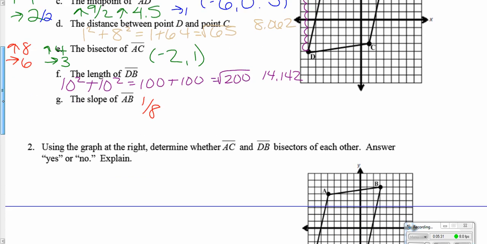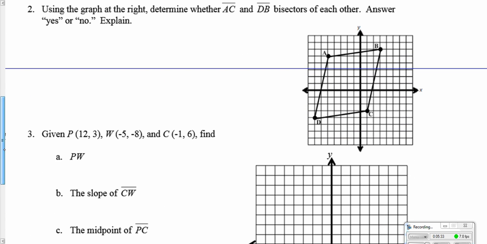All right, the next, number 2, using the graph at the right, determine whether AC and DB are bisectors of each other. We know bisector means midpoint, so if AC and DB are supposed to be bisectors of each other, it means they're going to have the same midpoint. So that's how we're going to figure out the answer, and then we have to explain.